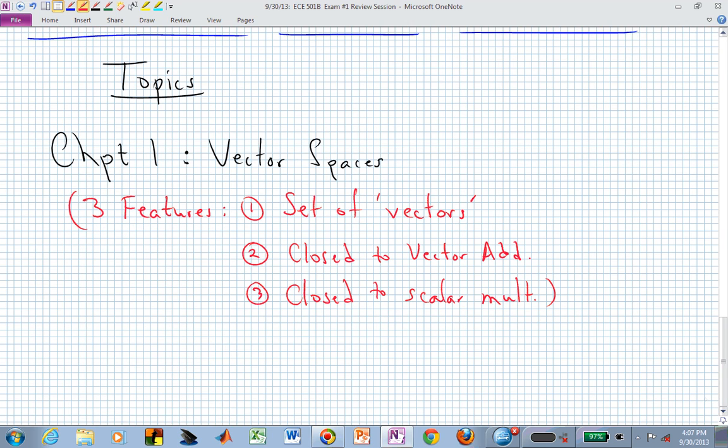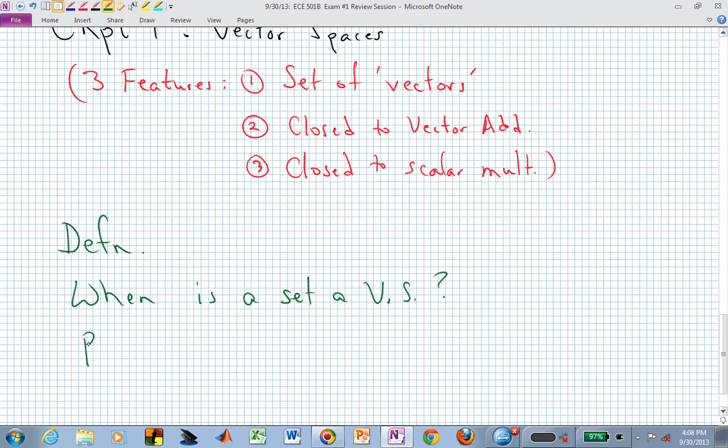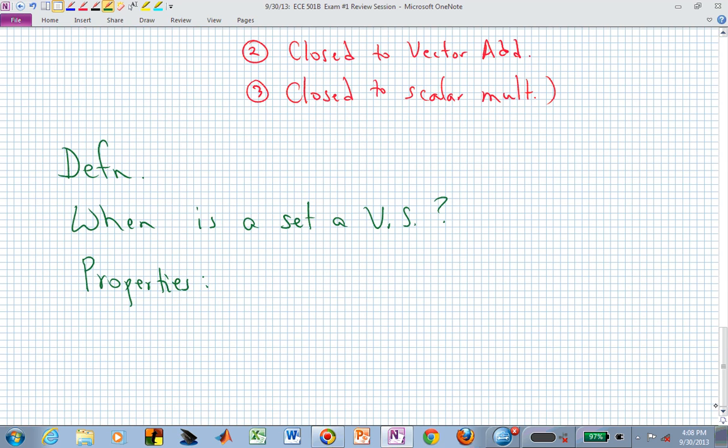Though that's sort of the general way of thinking about a vector space, you also need to be able to work with the definition of a vector space, maybe the when is a set a vector space, what are some properties that a vector space needs to hold, and those are the 6 properties.